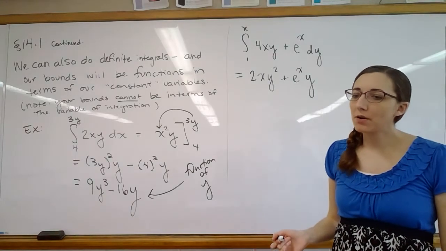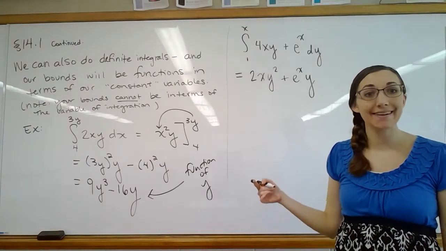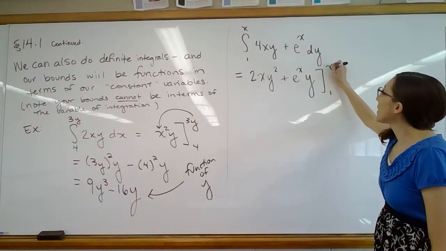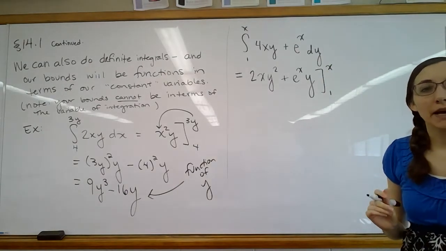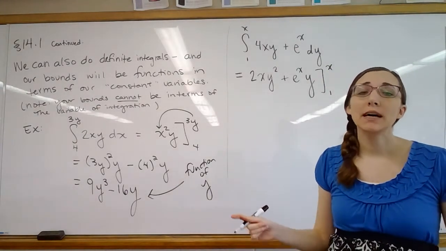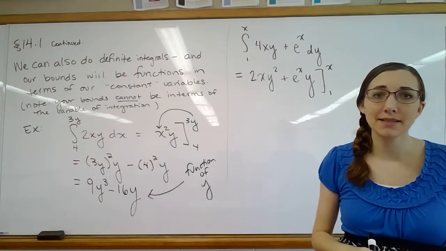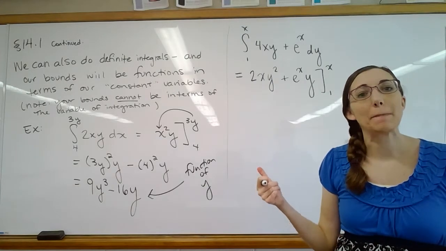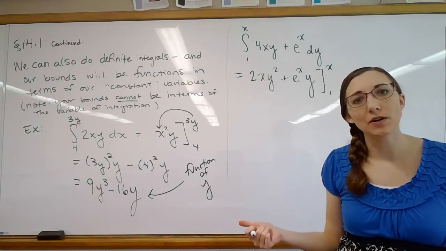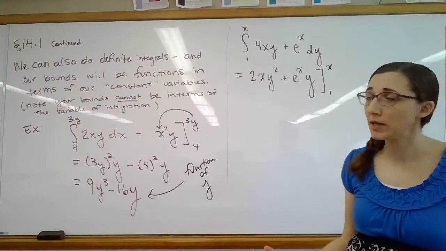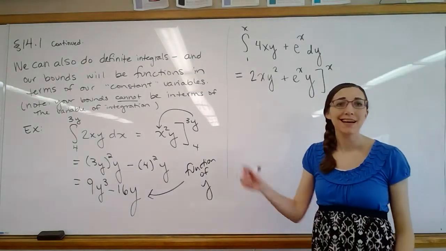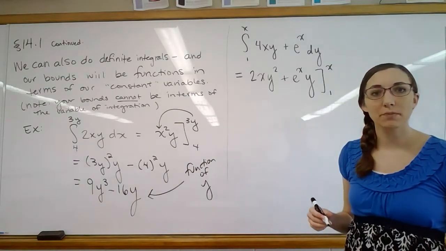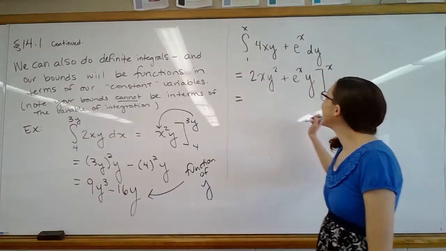Now, notice we had bounds, so we're going to keep bounds. We're going to evaluate that from our lower bound of 1 to our upper bound of x. If this was not a definite integral, if it was an indefinite integral without bounds, on the end of this we would have had a plus a constant function of x in this case, because that was my constant variable, so it would have been a plus c of x for this example. But we do have bounds, so we can plug them in.